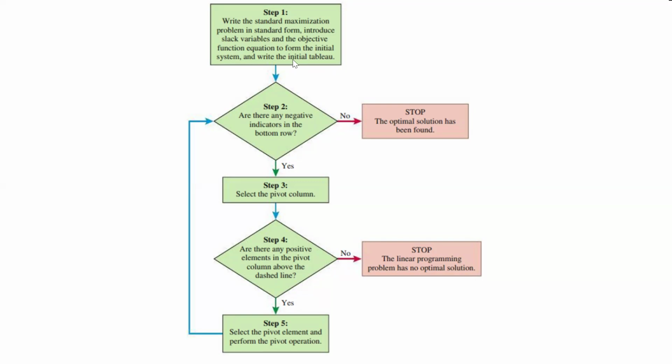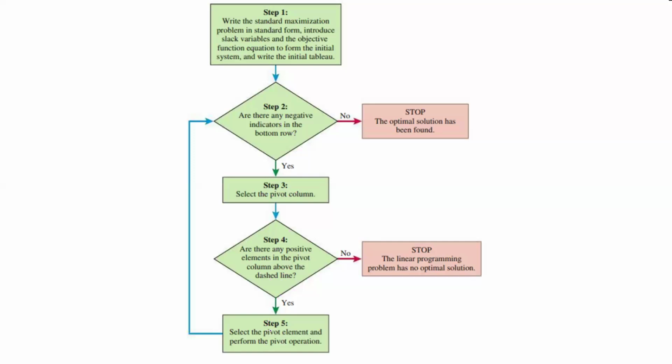So once we get to this point here at the initial tableau, that's when the simplex method really starts. So next thing, are there any negative indicators in the bottom row? Well, if we are at the start, this should be a yes. And then what we do is, okay, now let's select the pivot column, which is the largest negative one. Now, are there any positive elements in the pivot column above the dashed line? Well, hopefully yes, if it's a normal problem. Then we're going to select the pivot element and perform the pivot operation.